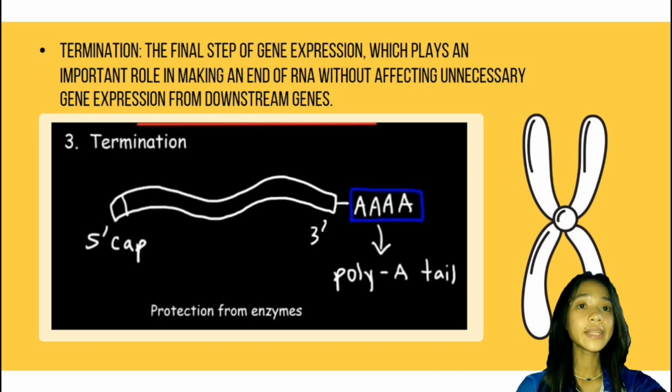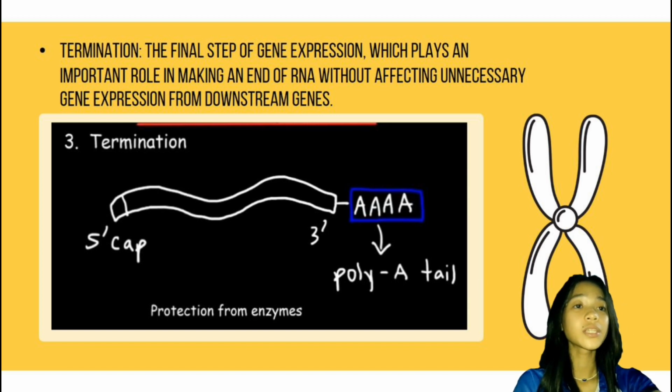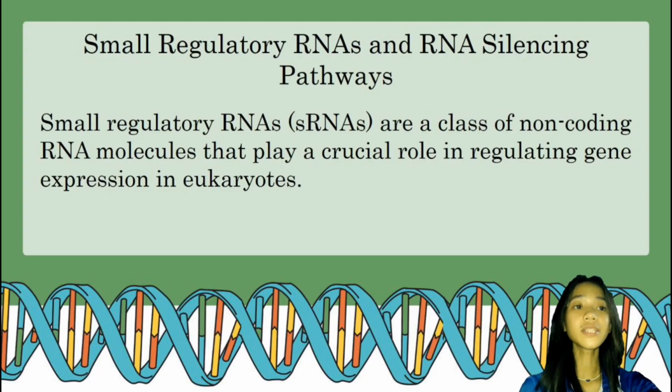A poly A tail is added to the 3' end of an mRNA strand. Kung makikita nyo dito sa may dulo, dito sa may 3' end, dito malalagay yung poly A tail. The poly A tail is a non-coding sequence of nucleotides that helps to protect the mRNA strand from degradation. Let's proceed to the next, which is small regulatory RNAs and the RNA silencing pathway.